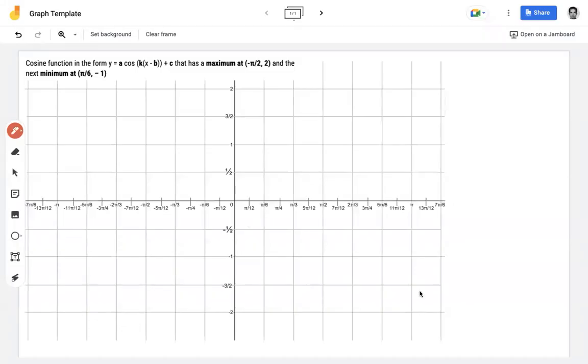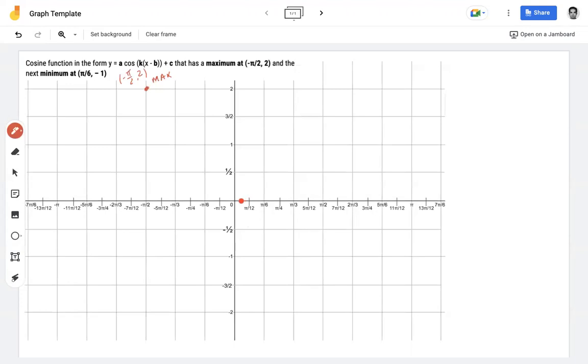So let's see how we can find the equation of a trigonometric function being given certain clues. We're told that we're dealing with a cosine. It has a maximum at minus pi over 2 comma 2. So let's sketch that point. It's over here. I'm going to write down the coordinate as minus pi over 2 comma 2. That is a maximum.